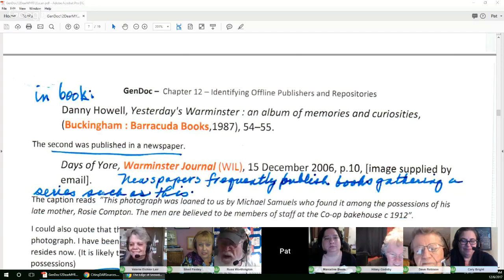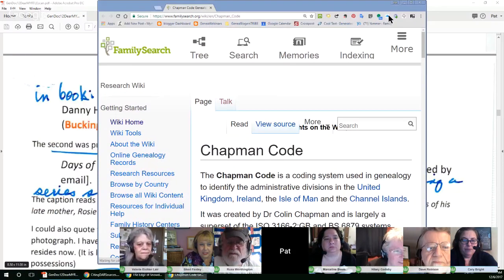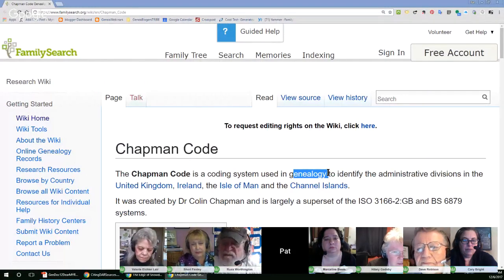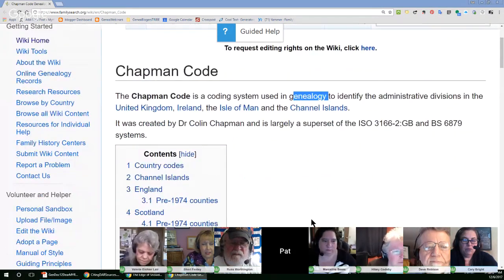I just put a link in the group chat for you for Chapman code. Okay, thank you. It's a coding system used in genealogy. Wonder who wrote this. To identify administrative divisions in the United Kingdom, Ireland, Isle of Man, and the Channel Islands. So that would include Wales. Mm-hmm. And Scotland's still part of it.